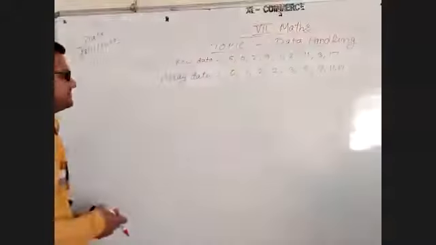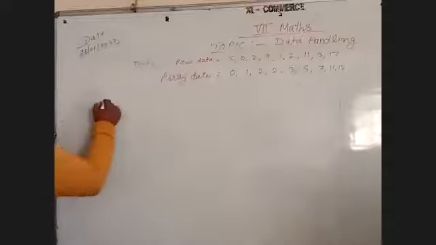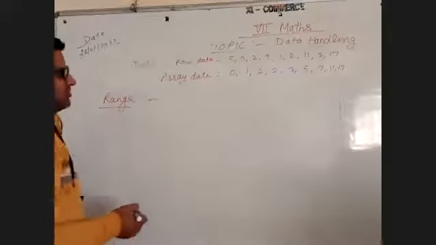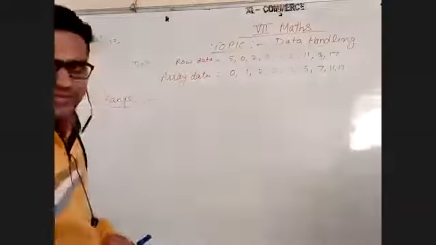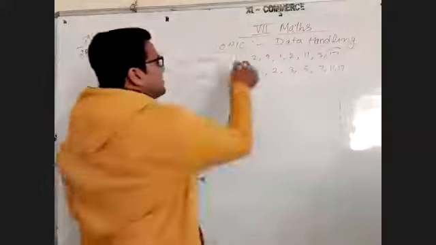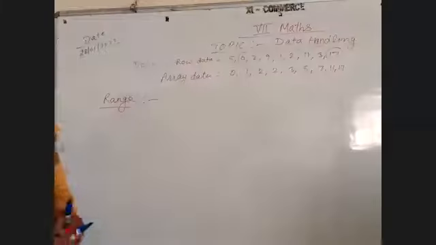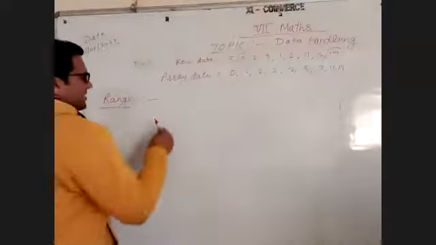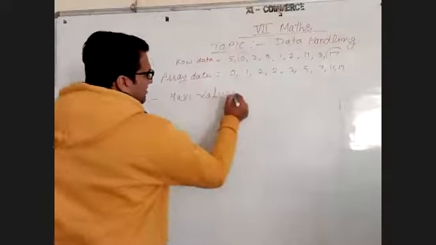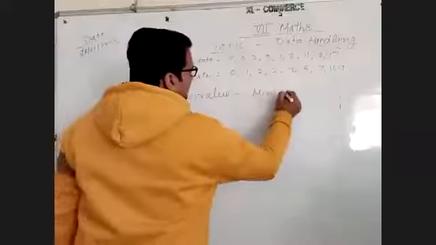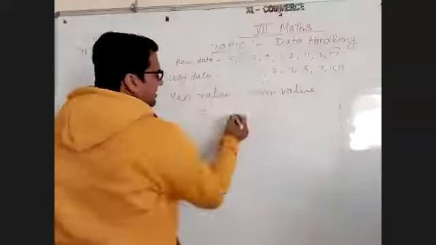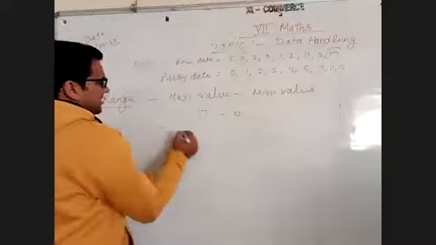Now if we want to find out the range for this data, what will be the range? To find the range, first of all, we have to observe the maximum value. What is the maximum value for this given data? The maximum value is 17 and the minimum value is 0. So to find the range, you have to find the maximum value minus the minimum value. The maximum value for this data is 17 and you have to subtract the minimum value 0. You will get range equal to 17.